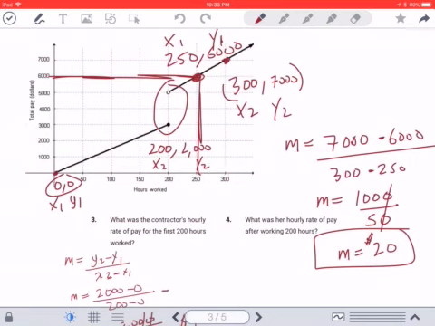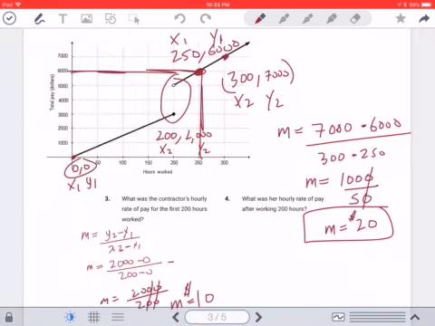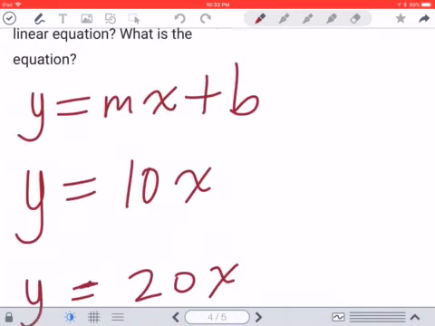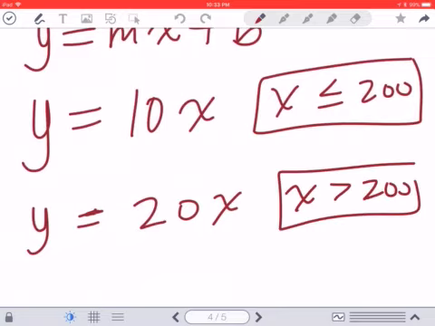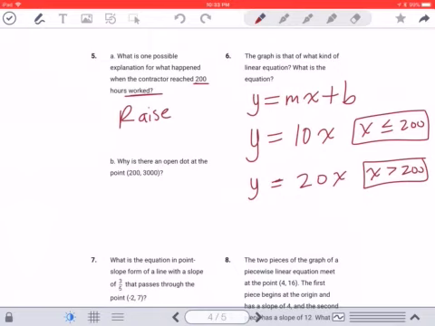So it's only 10x up to a certain point. It's only 10x when x is less than or equal to 200. Okay, so you got to put kind of that stipulation on it. And it's 20x when he works over 200 hours. Remember, x represents hours worked.